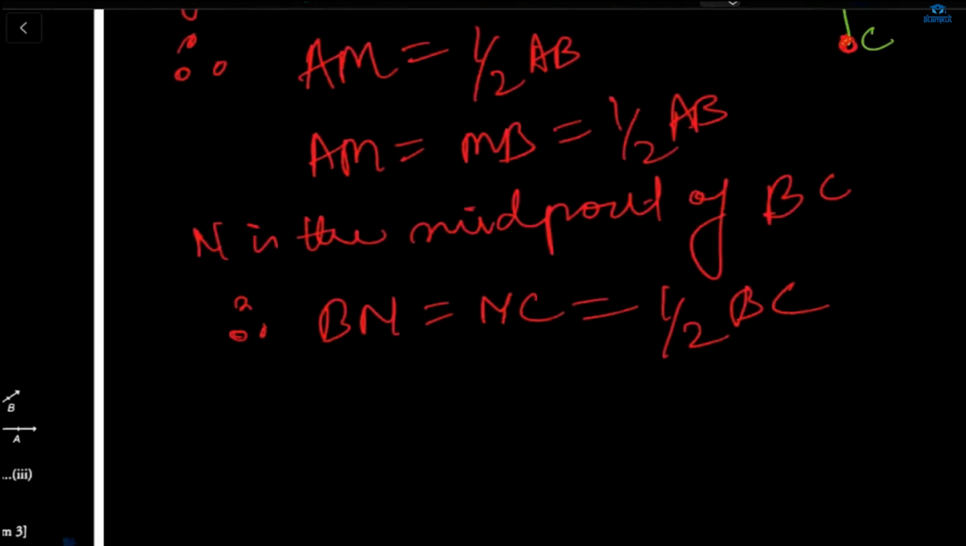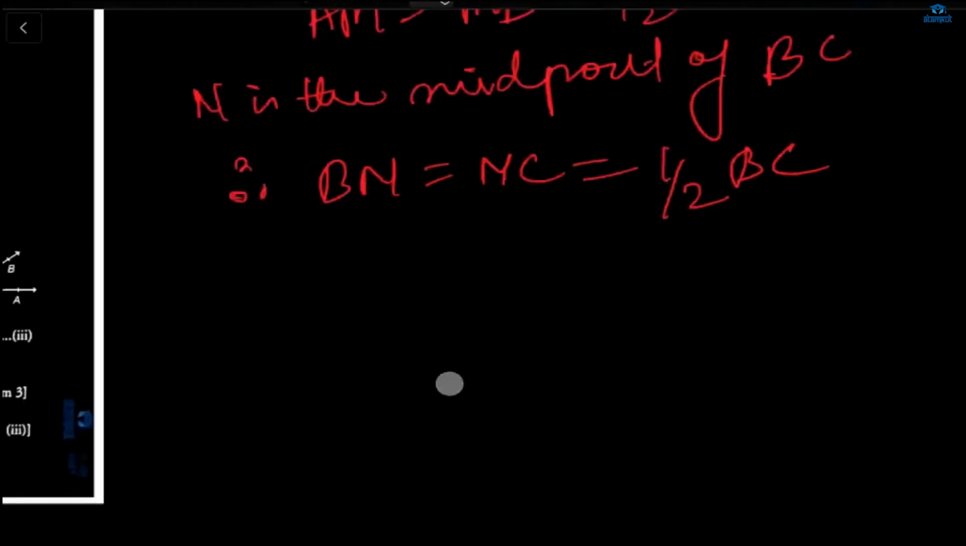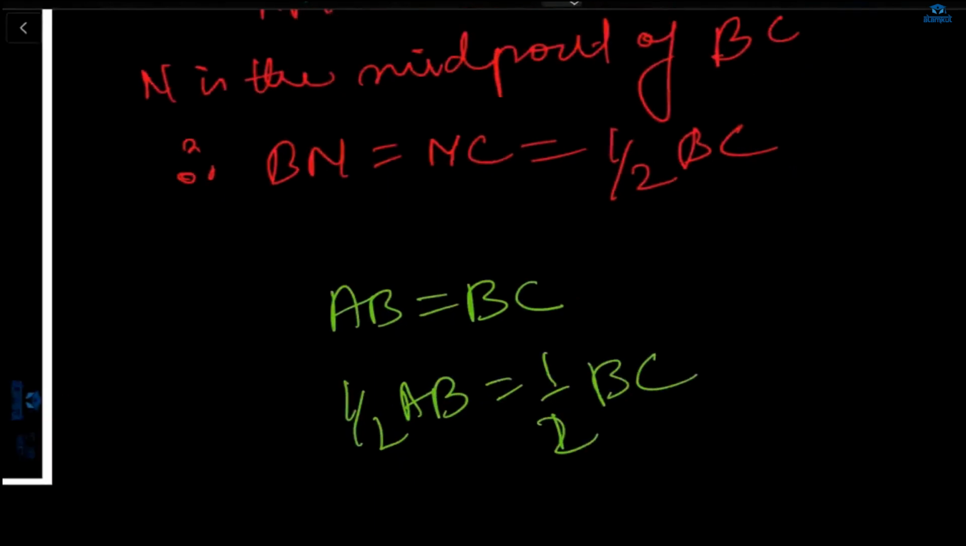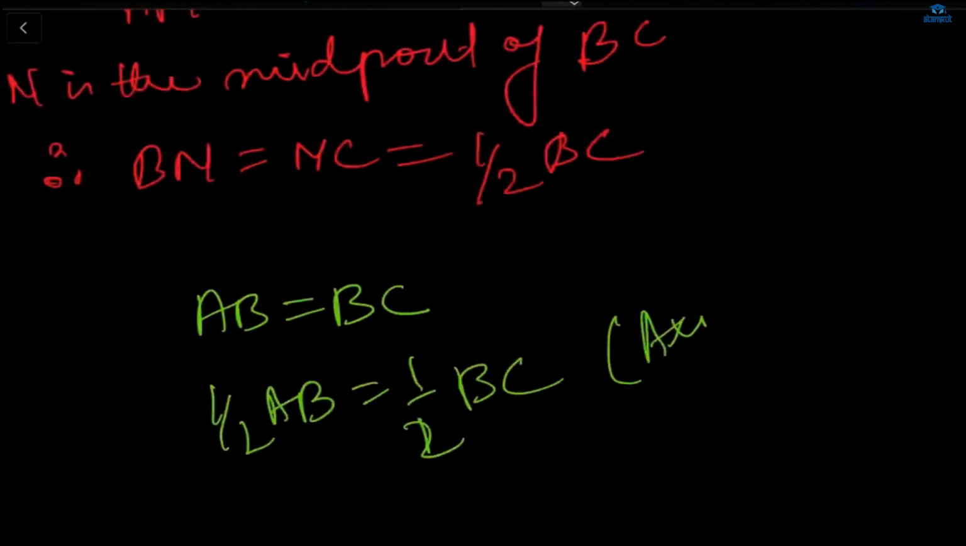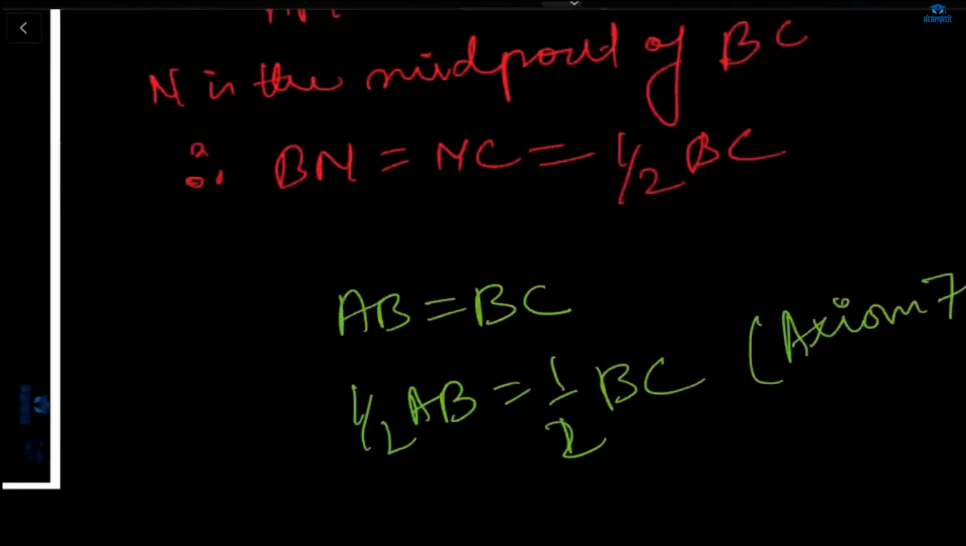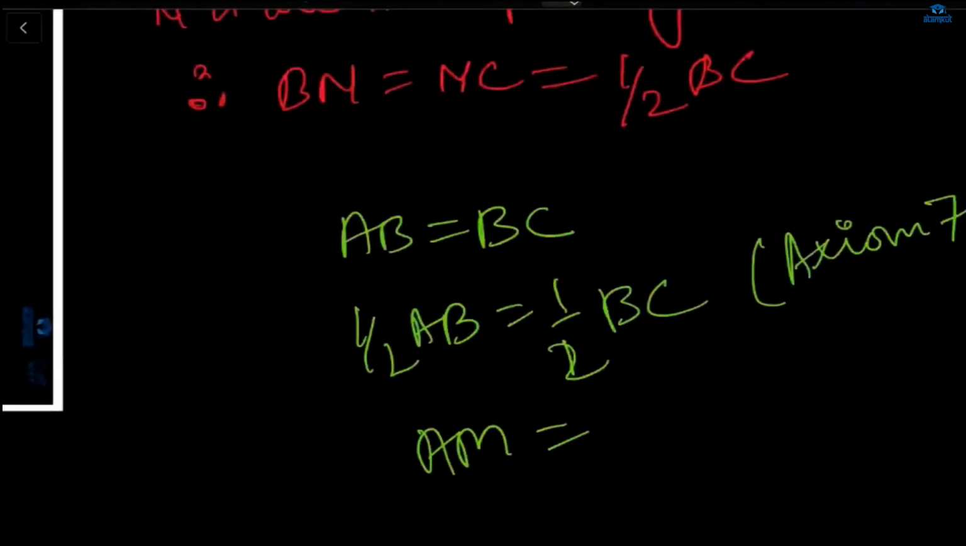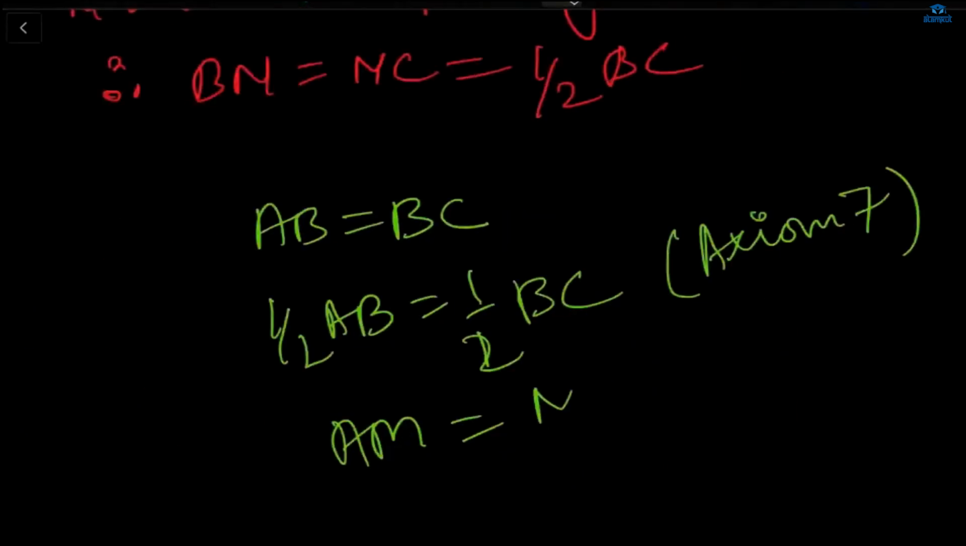I will just delete this. If I write here that AB is equal to BC, this is given. Now, if you take half on both sides, AB is equal to BC, half AB is equal to half BC, or not? Yes or no? We already know this from axiom number 7. Now, half AB can be written as AM, which is what you have to prove, and half BC can be written as NC. Yes or no? Yes.